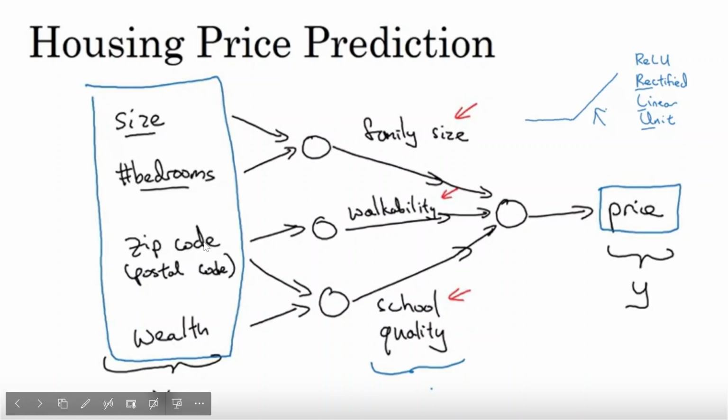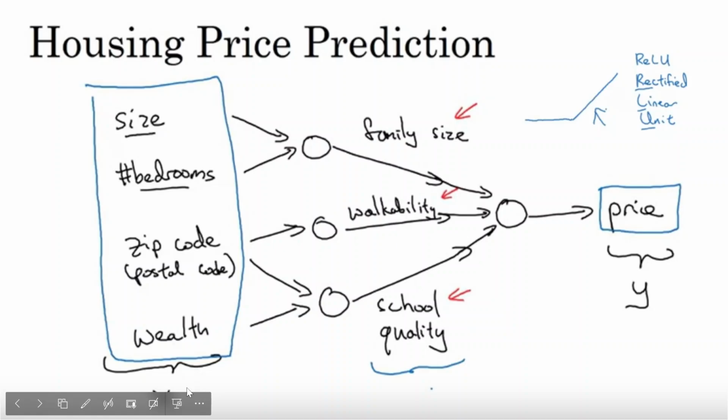Also assume zip codes and wealth. These two dictate first the walkability and second the school quality that it has. And so, if you live in a better school district, you're more likely to pay money to go to a better district, which again raises the prices.